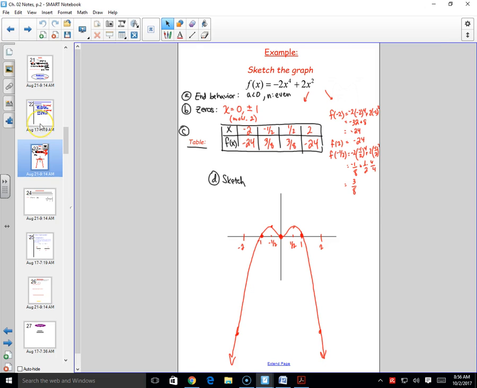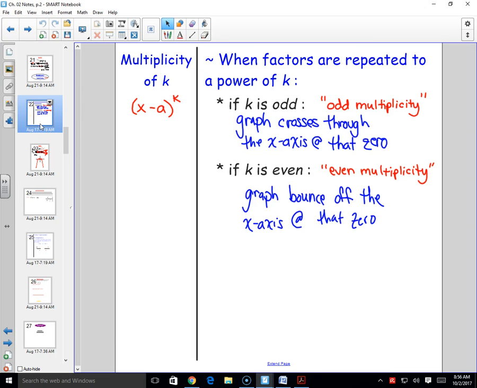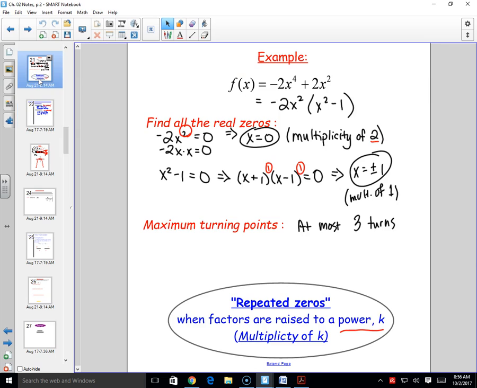The one thing I wanted to remind you guys of is that multiplicity thing. Remember, multiplicity is what's going on with the power of every factor. When we did this work, we saw that the x was squared, which is the zero of 0. It was being squared, which is why it had a multiplicity of 2. This one needed to factor some more to x plus 1 and x minus 1. Each of those were to the first power, which is why their multiplicity was just 1.